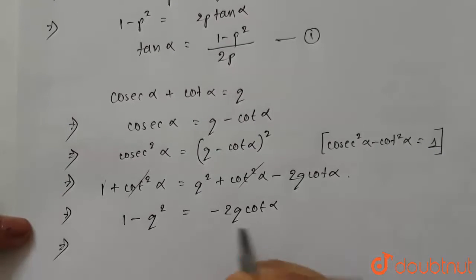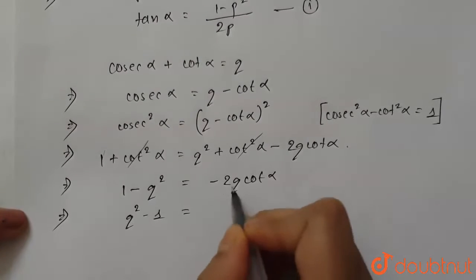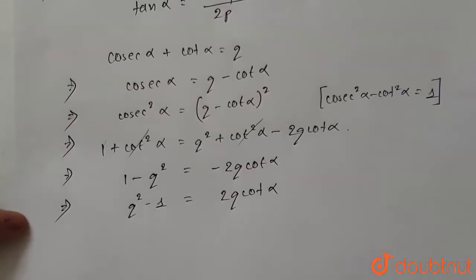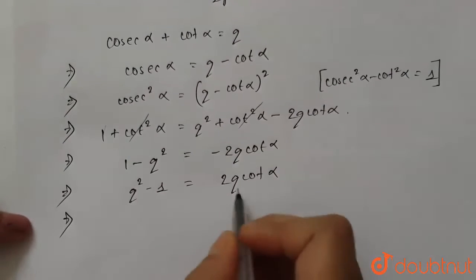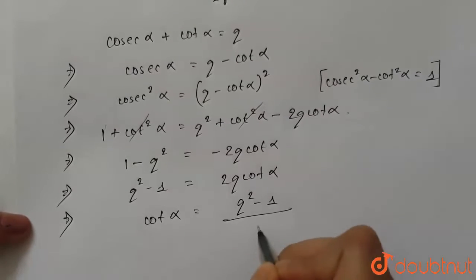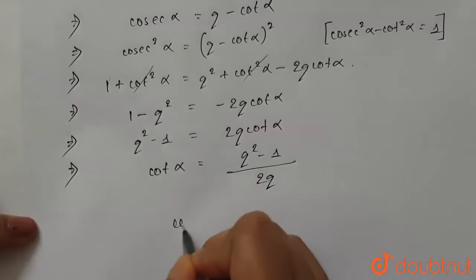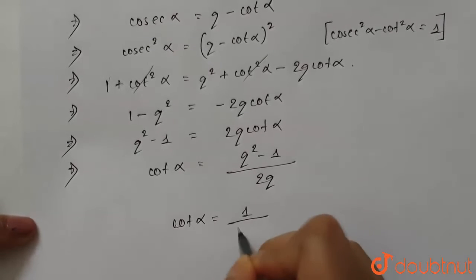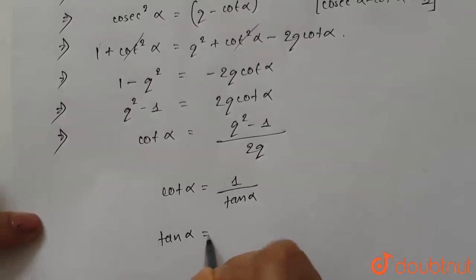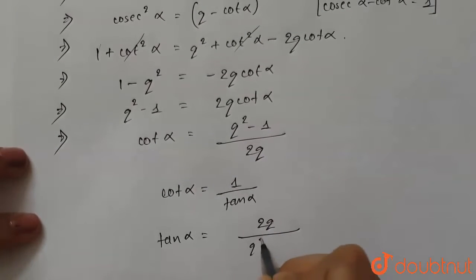Now in order to cancel the minus, taking minus common from this side, q square minus 1 will be equal to 2q cot alpha, because the minus and minus will get cancelled. Now from here we can write cot alpha will be equal to (q square minus 1) divided by 2q. Now if I want to write in terms of tan, we know that cot alpha is equal to 1 by tan alpha. So the value of tan alpha will be equal to 2q by (q square minus 1), the inverse of this value.